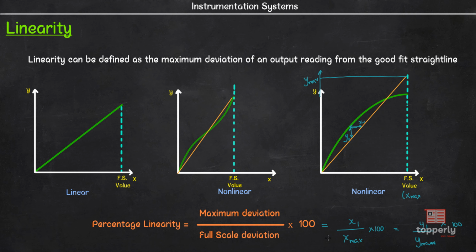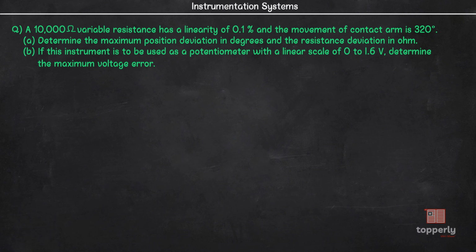Now let's see an example so that the concept becomes more clear. A 10,000 ohm variable resistance has a linearity of 0.1% and the movement of contact arm is 320 degrees. So we have a variable resistance like this, and at this end we have 0 ohms and the resistance increases along the circumference, and at this end we have 10,000 ohms. Similarly, this position corresponds to 0 degrees and this position corresponds to 320 degrees.